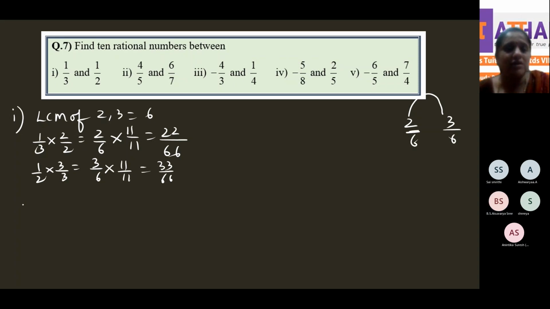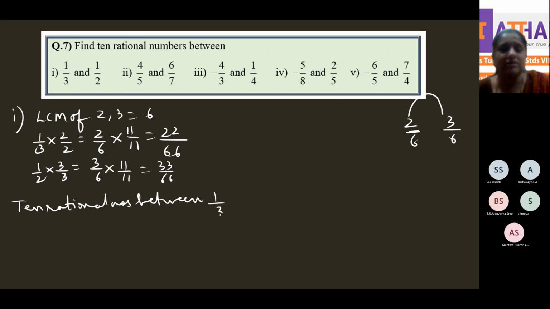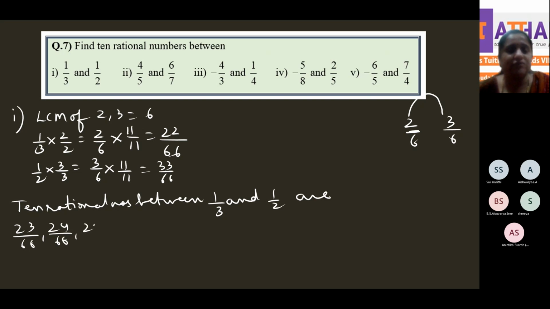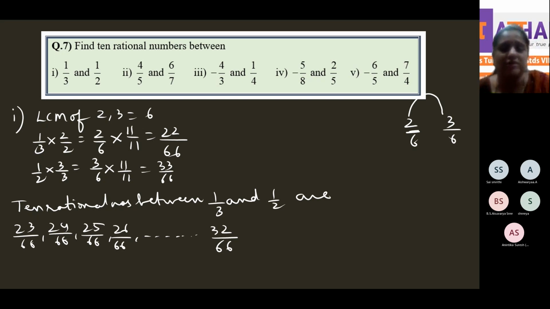So now you can say 10 rational numbers between 1/3 and 1/2 are, okay, so 22 to 33. You should not write 22. 23/66, 24/66, 25/66, 26/66. So like this, it goes on till 32/66. And if you count, there'll be 10.